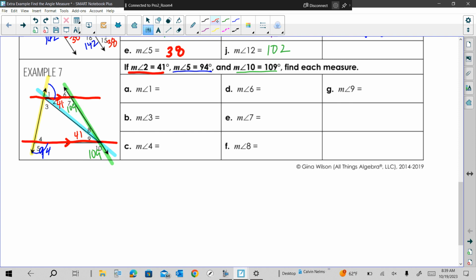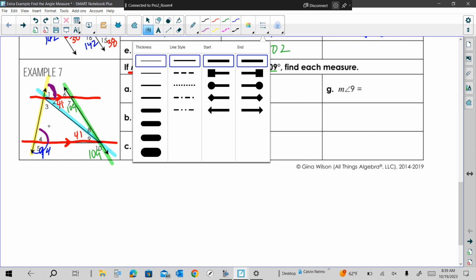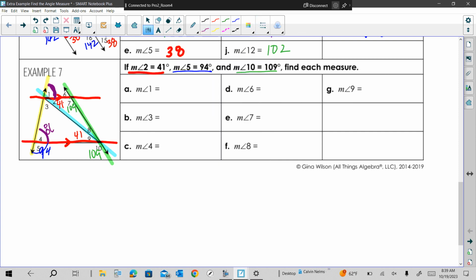Angle 1 corresponds, right here, to angle 4. They're both on the right side of the yellow line in the same position. So yeah, 86, good. So we're going to put 86 there. You're going to have to know some stuff about triangles to get all of these. Let me fix this. 86.